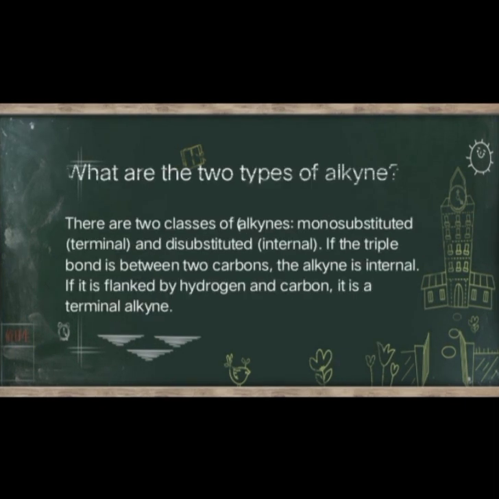Now, what are the two types of alkyne? There are two classes of alkynes, the monosubstituted or terminal and the disubstituted or internal. If the triple bond is between two carbons, then the alkyne is internal. If it is flanked by hydrogen and carbon, it is a terminal alkyne. The principal reaction of the alkynes is addition across the triple bond to form alkanes.